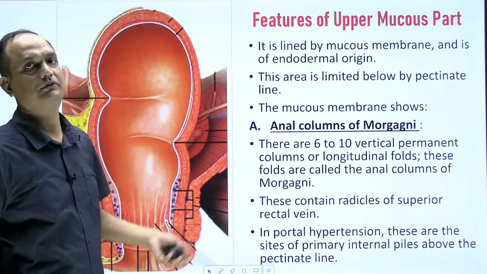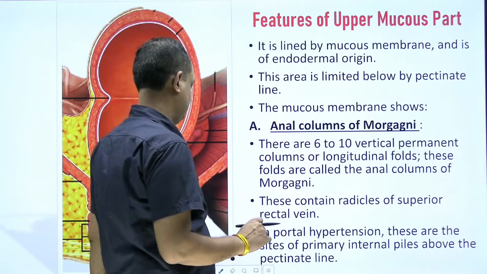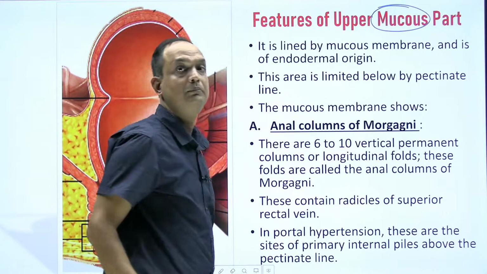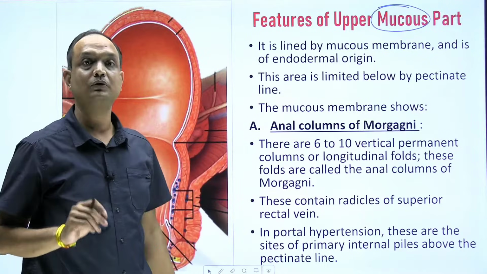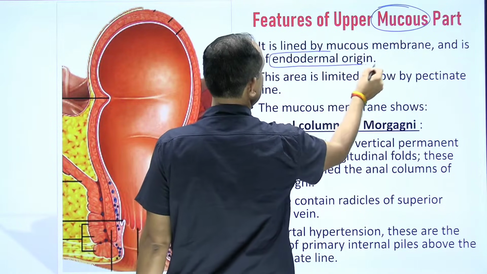So what are the features of the upper part? Now the upper part is known as the mucous part. Why mucous part? Because it is lined by the mucosa. Now this is lined by the mucosa, and the most important thing is that it is endodermal in origin.